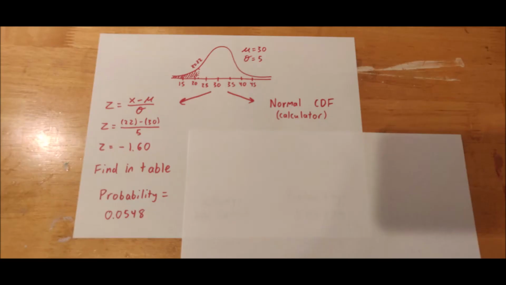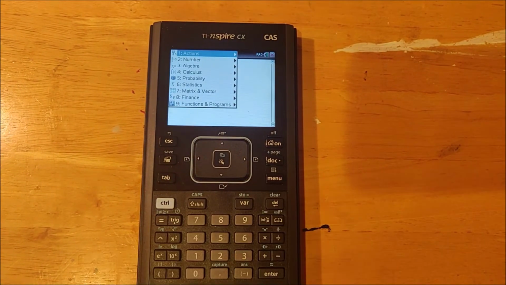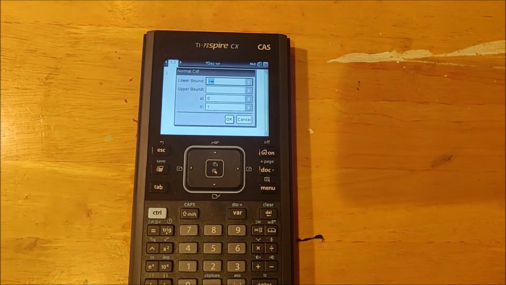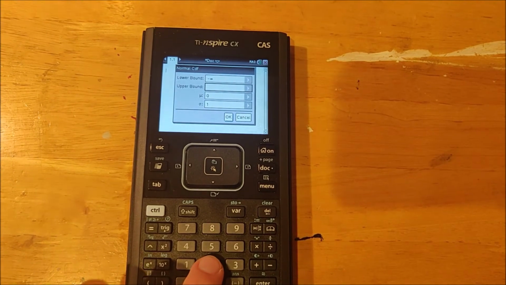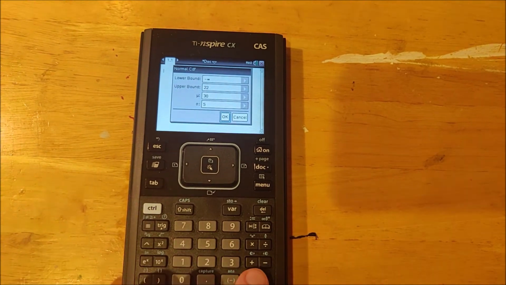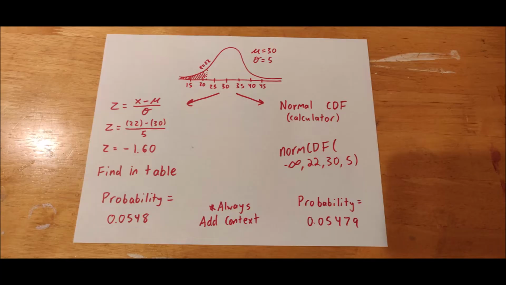Using the calculator, we will run the normal CDF function. This is found by hitting Menu, Statistics, Distributions, and then normal CDF. We first input our limits, in this case negative infinity to 22, our mean of 30, and our standard deviation of 5. Our calculator then spits out the probability, which we can see is a little off from the table but is quite close. On the AP test, either one of these answers is considered correct. Make sure when you do these problems to show all of your work, especially when you use your calculator. Also, after you finish the problem, make sure to add a sentence to put the solution in context.